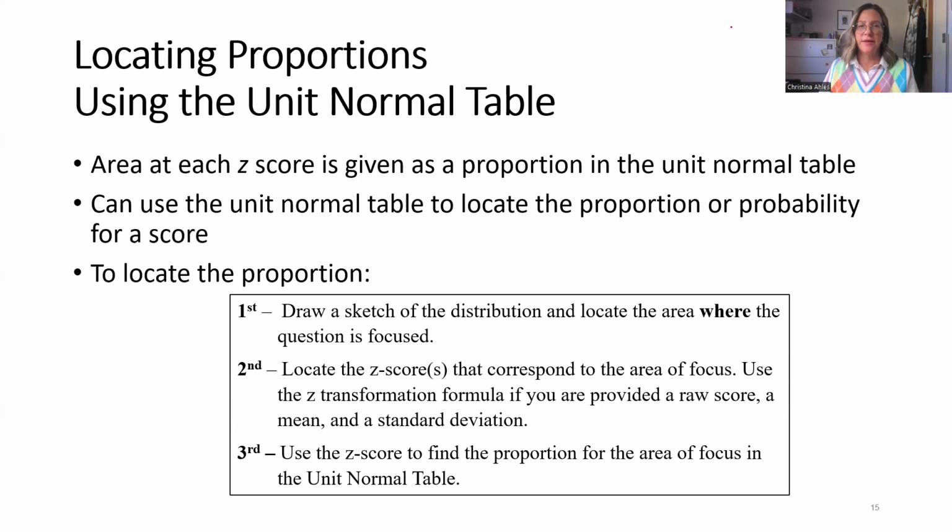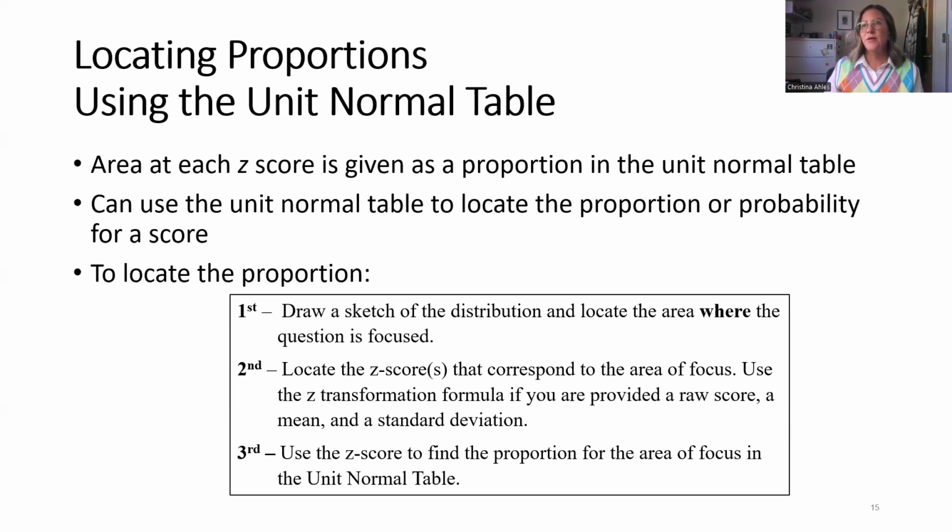So when we want to locate proportions using the unit normal table, first and foremost, and this is a rule, if you go out of this order or you don't complete this order, you will have points lost on your application activity and your exams. You need to draw and sketch the distribution and locate where your question is focused.